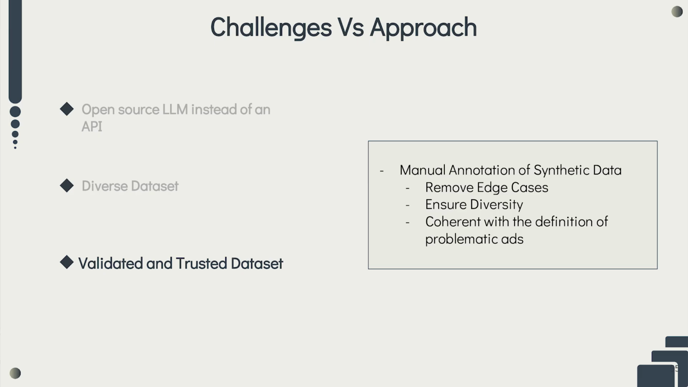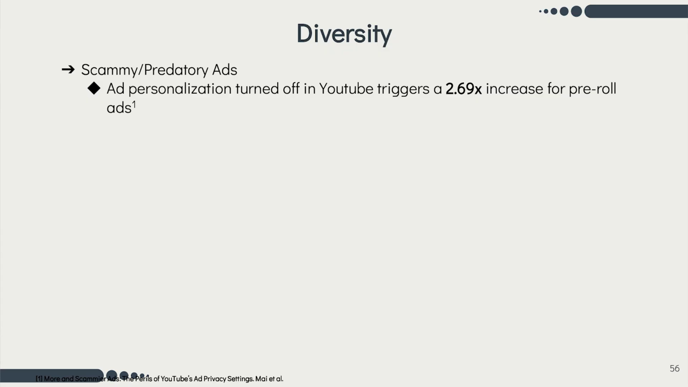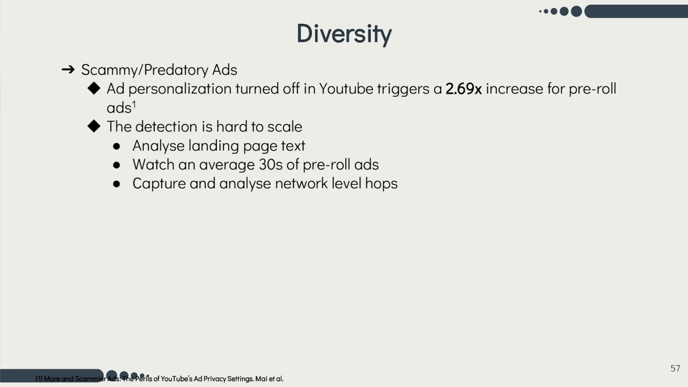On the diversity front, there was another study from NYU which looked into scammy and predatory ads. Basically, when we turn off ad personalization on YouTube, the prevalence of scammy ads increases by around 2.5 times for pre-roll ads. And the detection for it is hard to scale because, number one, this requires some landing page text analysis, as in when we interact with the ads, where is it leading us to?